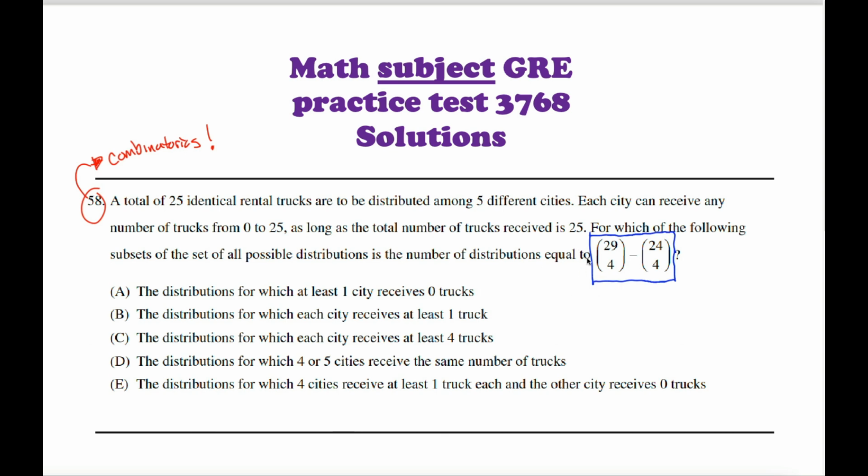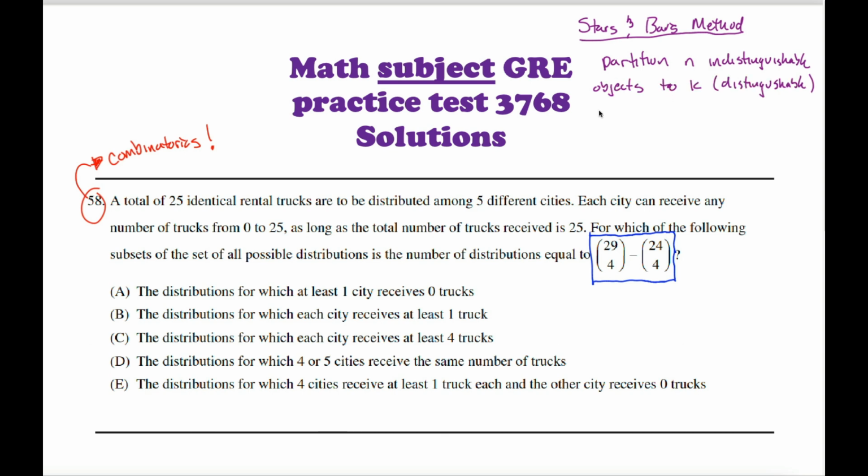So kind of like Jeopardy, right? They're telling us the answer and we have to figure out the question. So what we'll end up seeing is that there's a trick to figuring out the cardinality of each of these different subsets. And the trick is this method called the stars and bars method. Stars and bars is a method for counting when you're trying to partition n indistinguishable objects to k different groups.